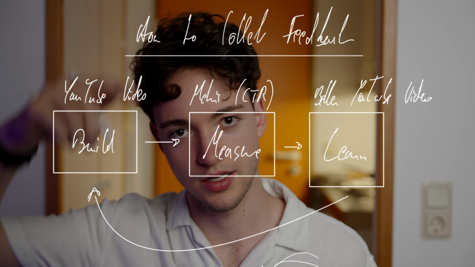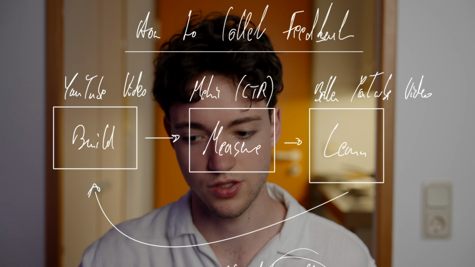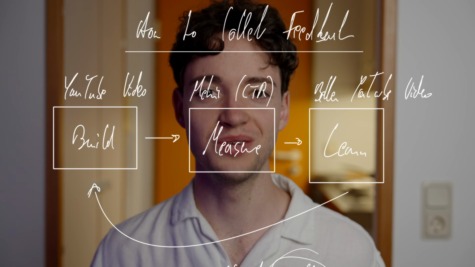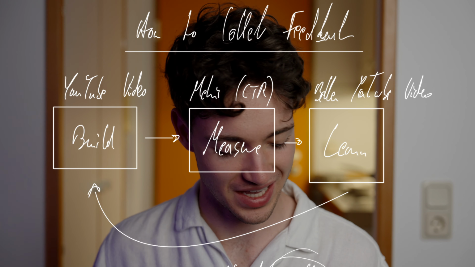So you have learned, then you put up the new YouTube videos. That would be the next build part. You measure again and over again. So make the feedback loop, the build, measure, learn loop spin as fast as you can. This is the action step from today.